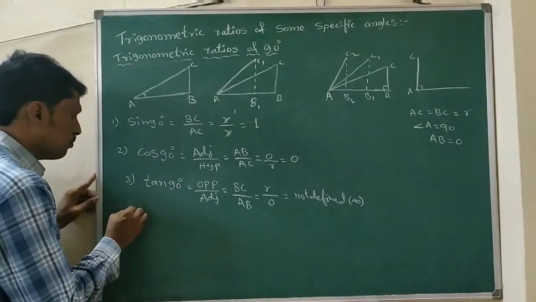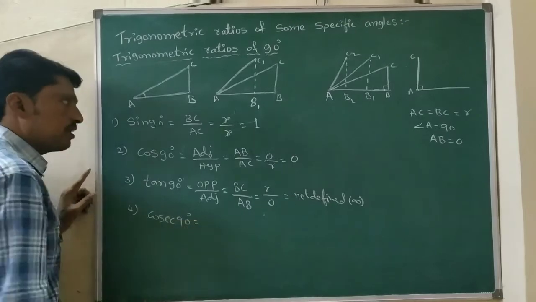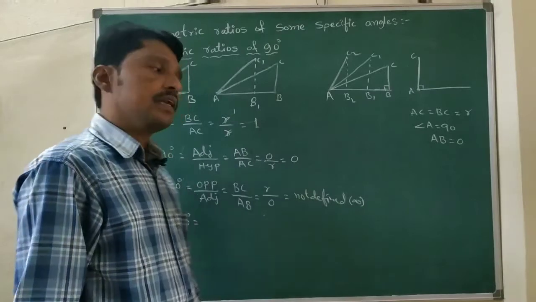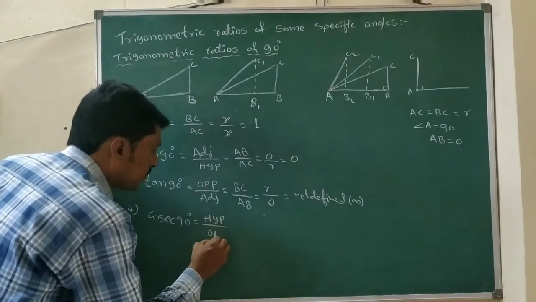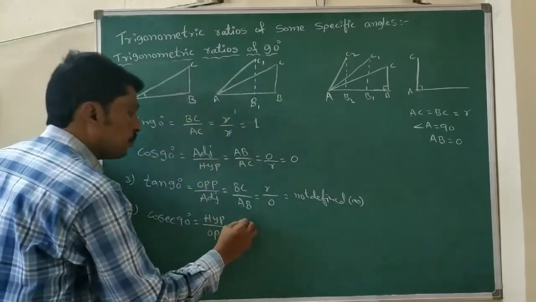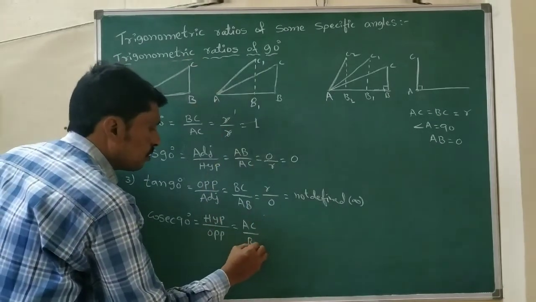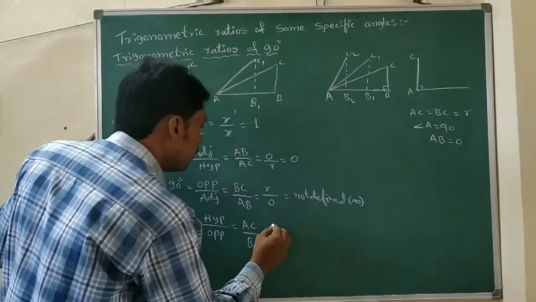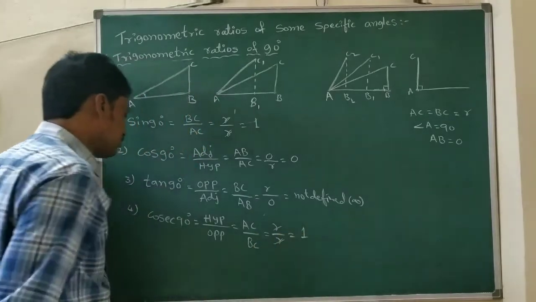Next, the fourth one, cosec 90. What is cosec 90? Hypotenuse by opposite side to the angle. Hypotenuse is AC and opposite is BC. Here AC value is R and BC is also R. R by R, that value we get is 1.